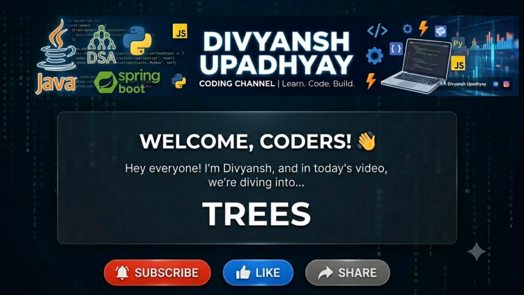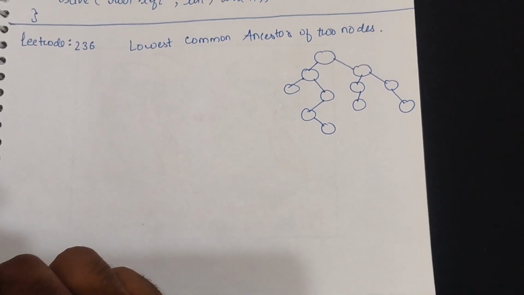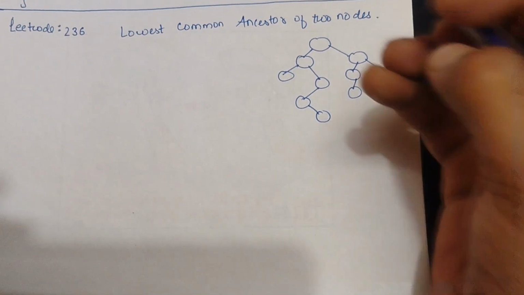In this video we'll discuss LeetCode 236, that is lowest common ancestor of two nodes. This is a very important problem. So first we'll discuss the problem statement, what the problem statement says.